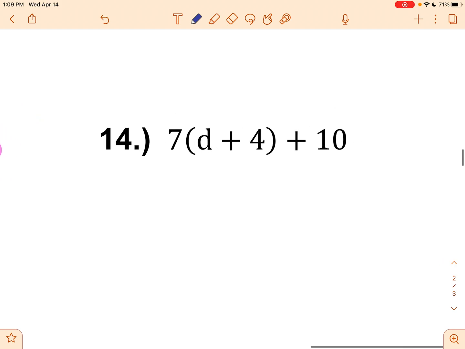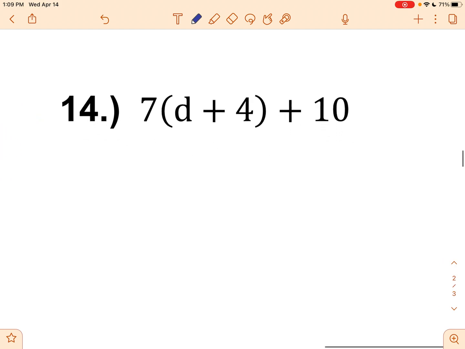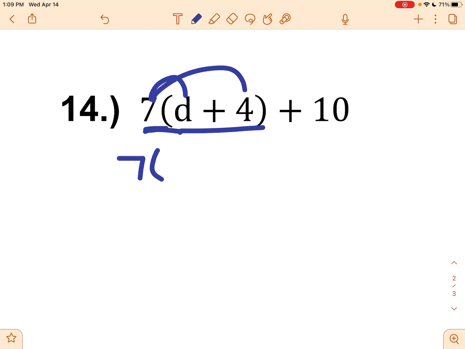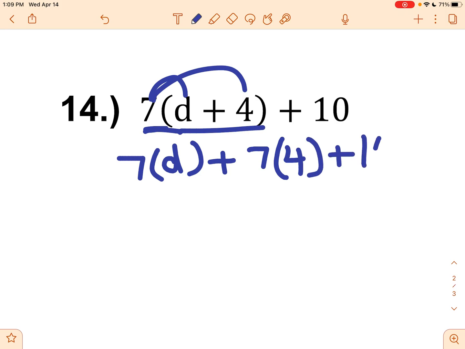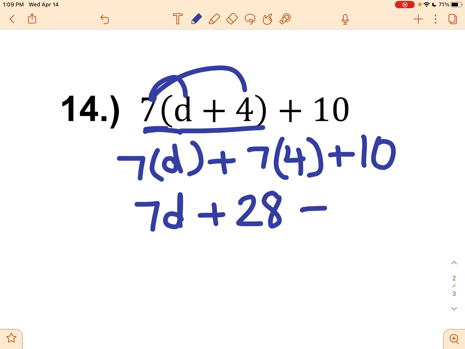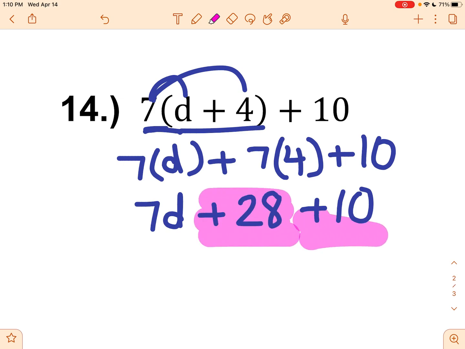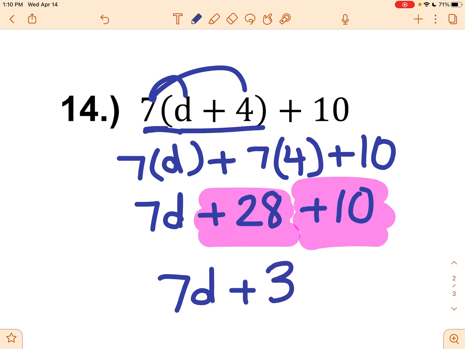Moving on to number 14, this time we have the distributive property, 7 times d plus 4 plus 10. Since this 7 is being multiplied to the whole parentheses, you need to take 7 times d plus 7 times 4. So 7 times d plus 7 times 4. And then we still have the plus 10 on the end. 7 times d is 7d plus 7 times 4 is 28. Plus 10, what could we combine? We could combine the 28 plus the 10. We get 7d plus 28 plus 10 is 38.